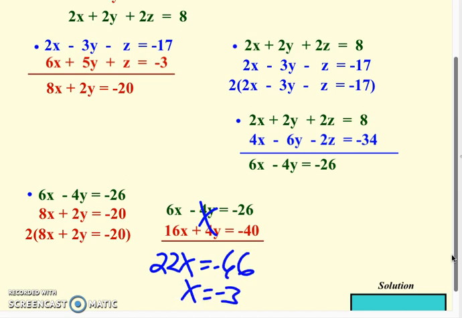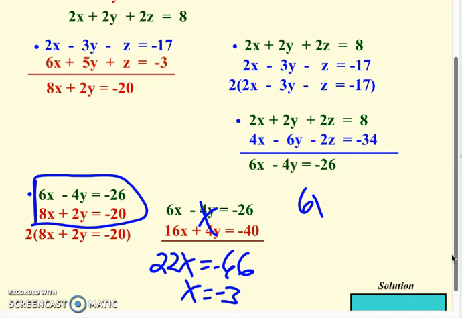X is negative 3. You know, you've done most of the work at this point. Now it's just going back up through the system and substituting your way back through to get the rest of the variables. Remember, when you go to do your y, you're going to have to go back into one of the two that came from this system. It doesn't really make a difference which one you use. I think I'll do the first one.